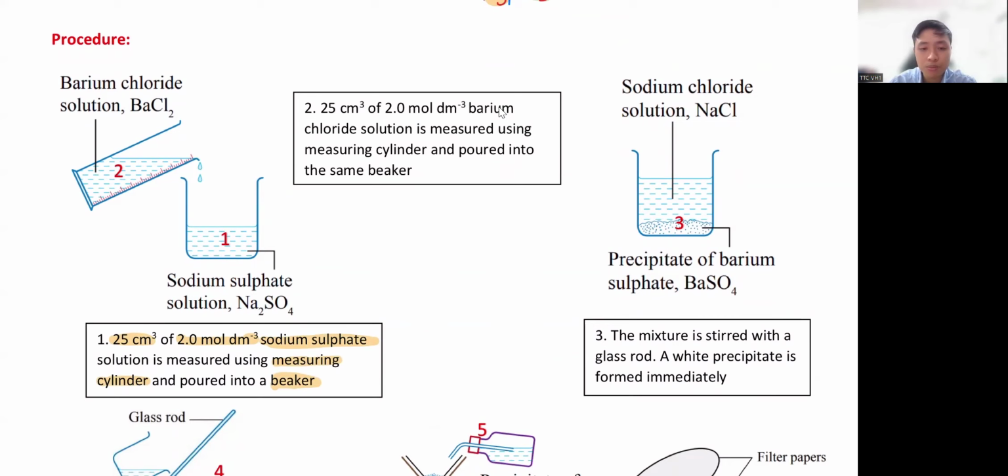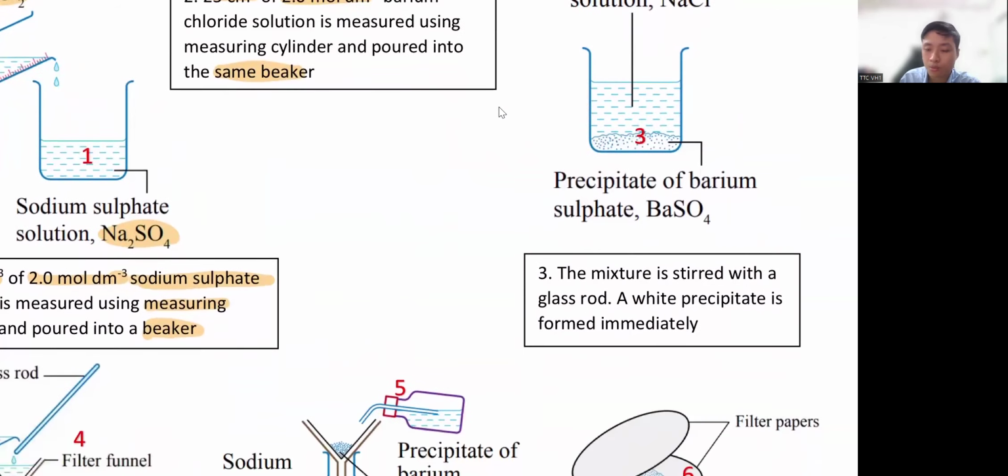After that, you have two soluble salts. You prepare sodium sulfate and barium chloride or barium nitrate. You pour it into the same beaker, same amount, same beaker, just different chemical. After that, use a glass rod to stir. The glass rod looks like this, something made of glass.